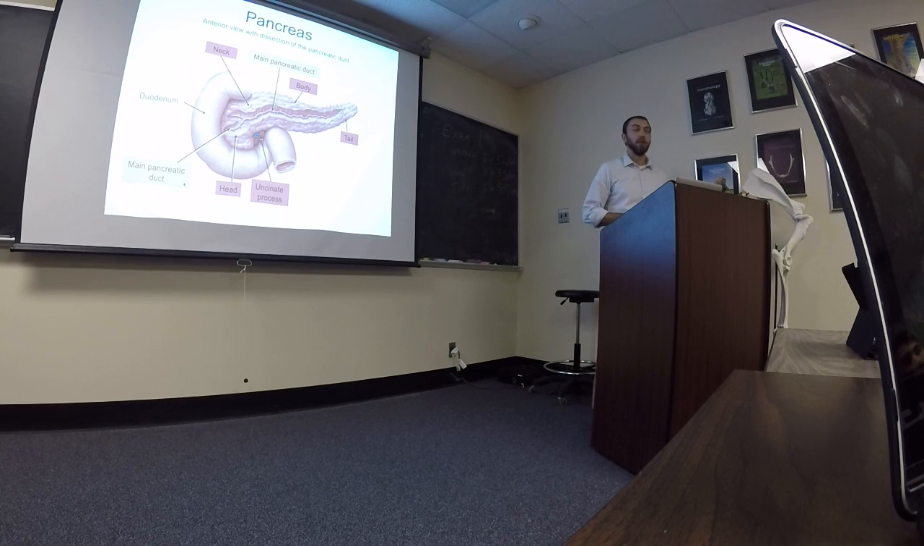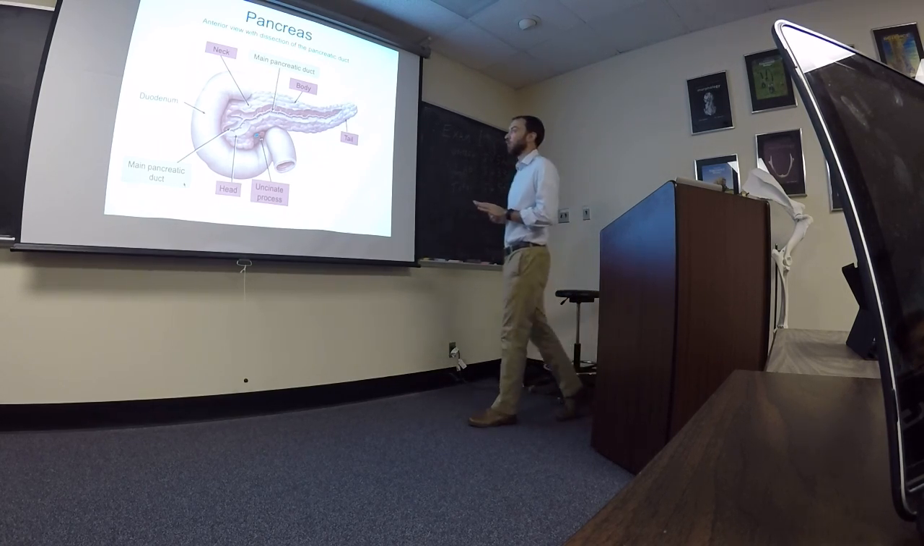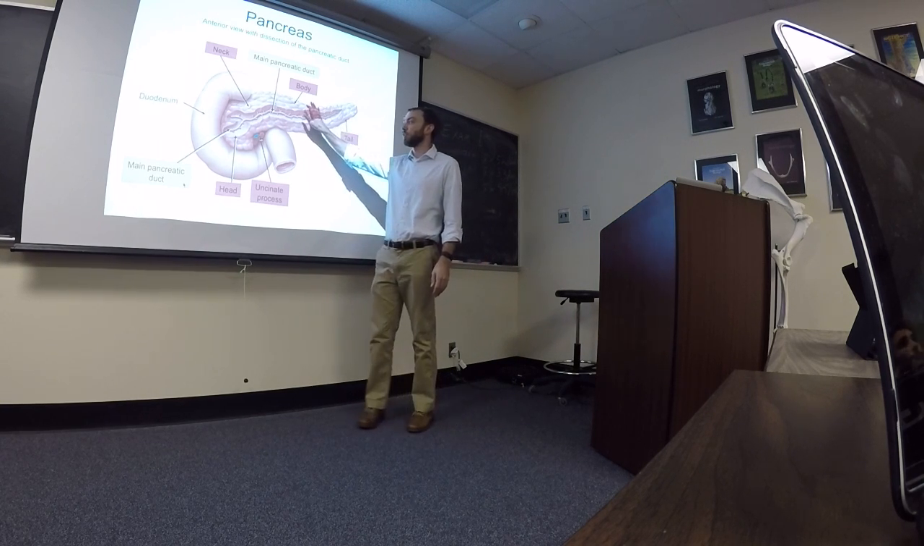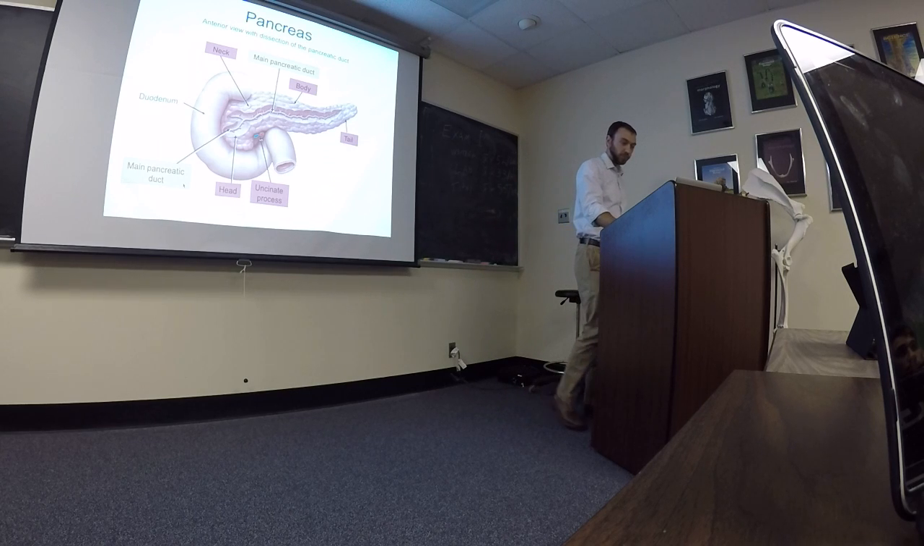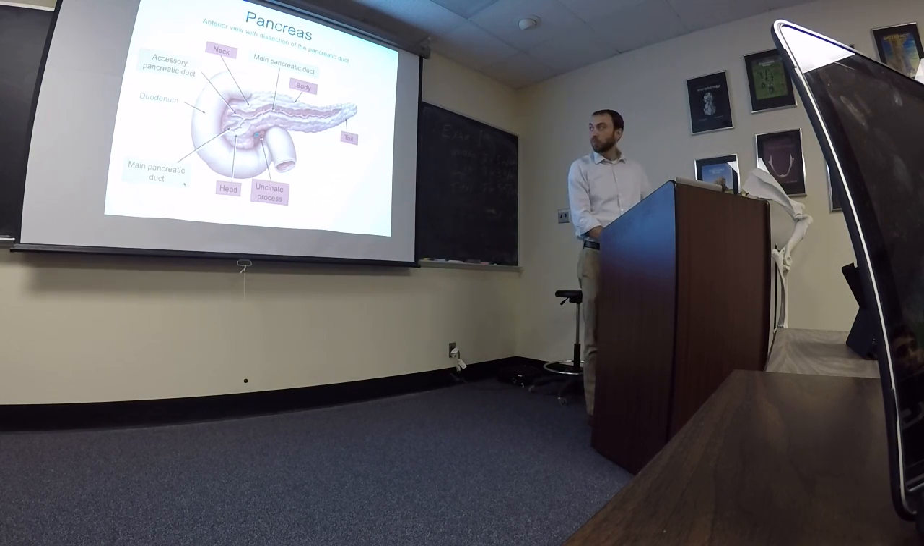Also nicely dissected out here, we can see the main pancreatic duct. And this will be a pathway for things generated in the pancreas to drain into the duodenum. We also have a small accessory pancreatic duct that will be present in most people, but the main pancreatic duct will be the one that we'll dissect out today.